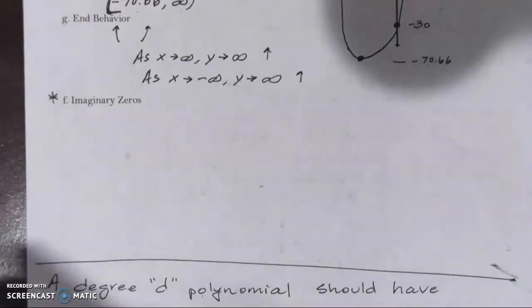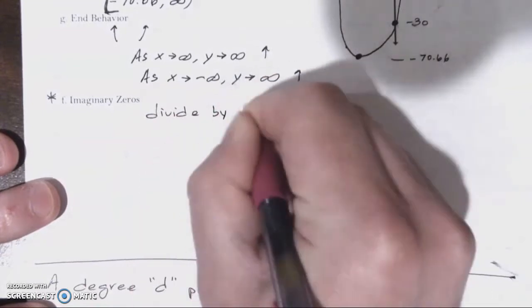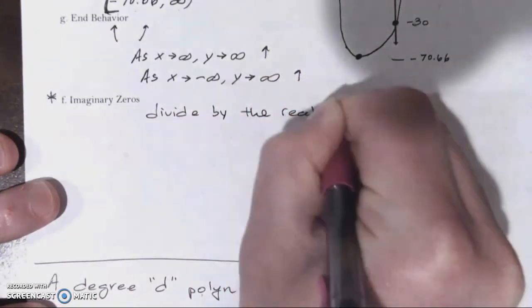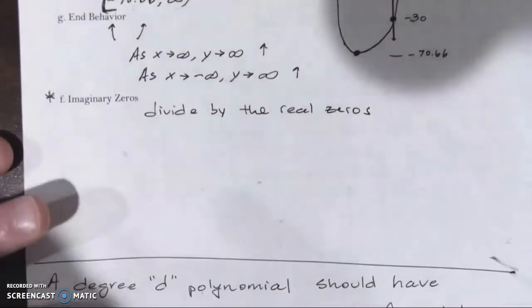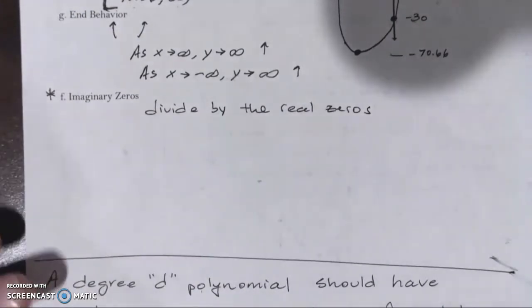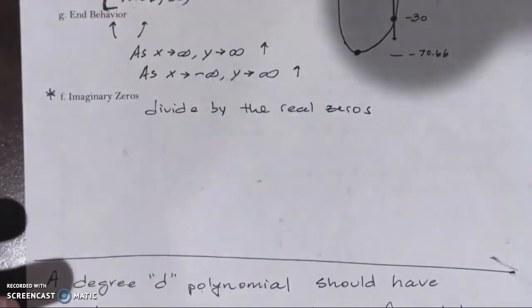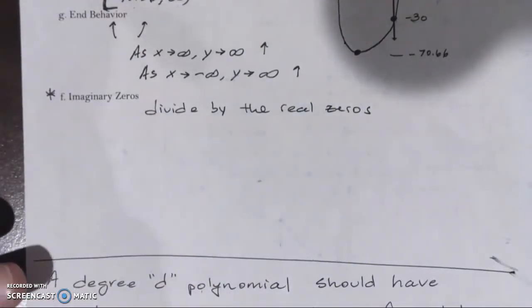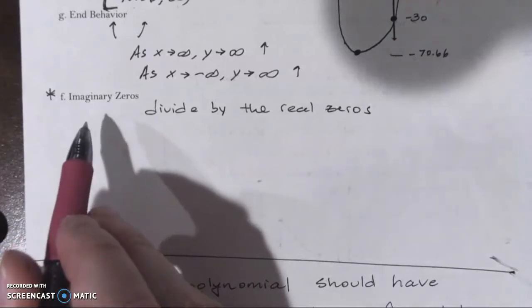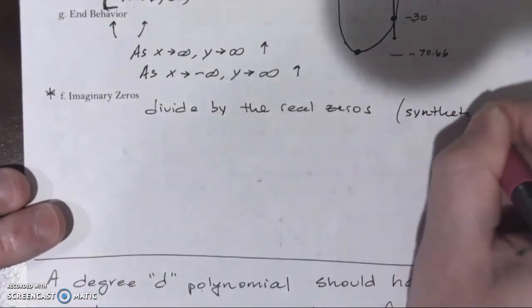So what we're going to do is divide by the real zeros. And in this case, we have 2 real zeros. So we're going to divide by the first one. We're going to get a result. Then we're going to divide by the second one. We're going to get a result that hopefully we can work with to figure out the other imaginary zeros. And by hopefully we can work with, you have to be able to work with them for us to ask you this question. And in this case, we're going to use synthetic division.